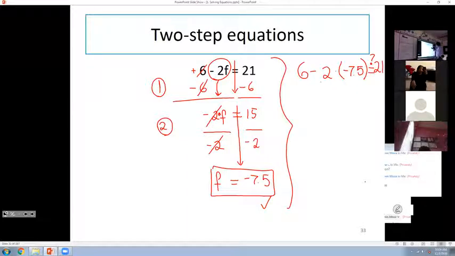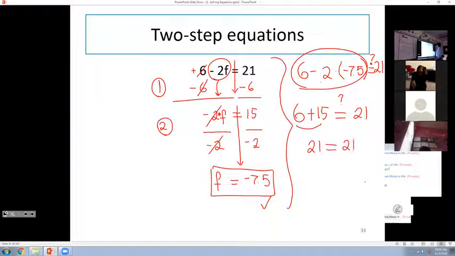If you put this one on your calculator, you will get negative 2 times negative 7.5. 2 negatives make positive for multiplication. It will be 15. If it is equal to 21, yeah, 6 plus 15 is 21. Wow, 21 is equal to 21. That means that our answer is the solution for this equation.